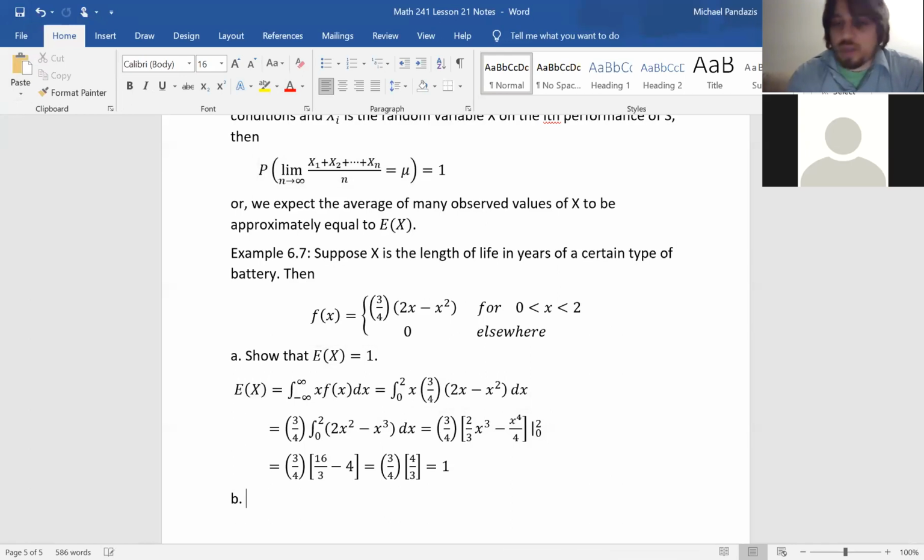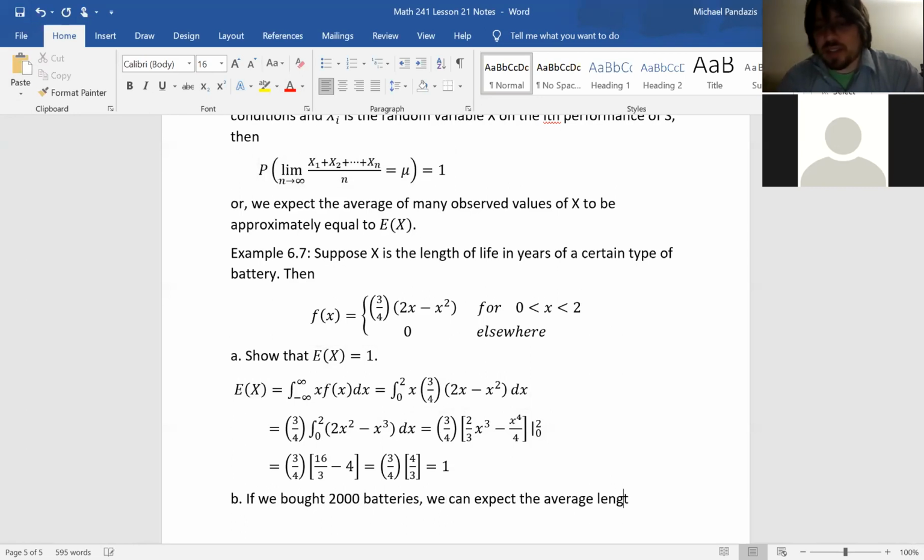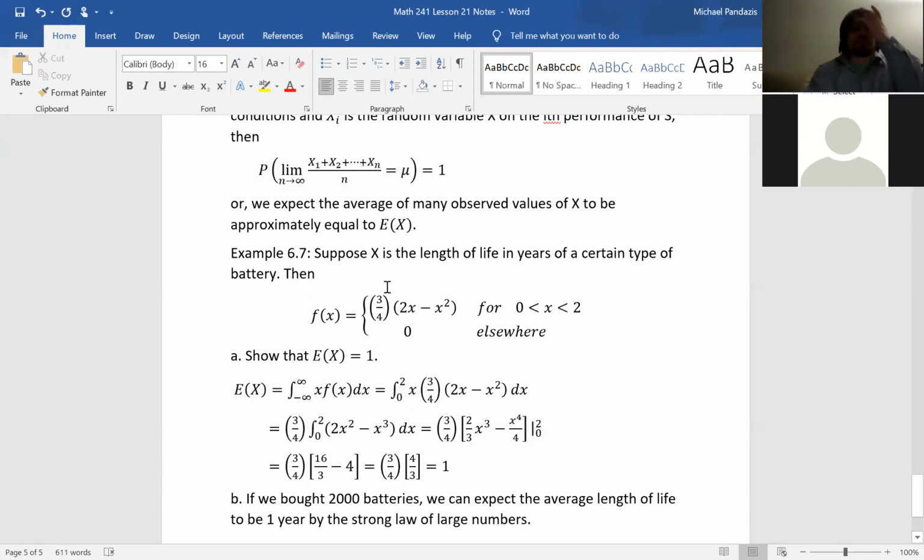So that's part A. And then part B is if we bought 2,000 batteries, we can expect the average length of life to be 1 year, by the strong law of large numbers. Remember, the conclusion is we expect the average of many observed values of X to be approximately equal to the E of X. So if we bought 2,000 batteries, that would be many batteries, right? So we could expect the average length of life of these 2,000 batteries to be 1 year, the expected value. And so that's the statement for B. Okay, and so that's the end of 6.1.